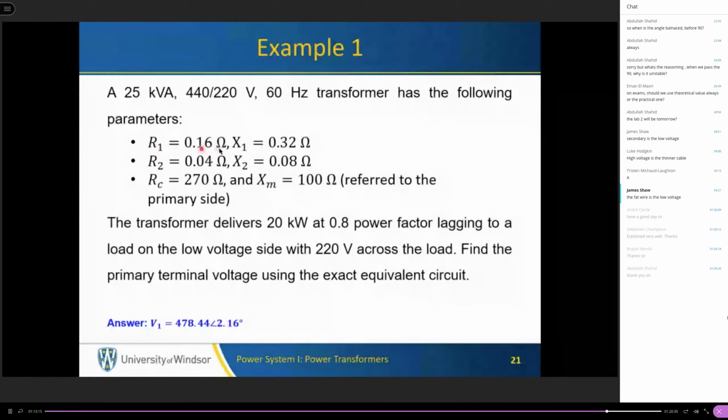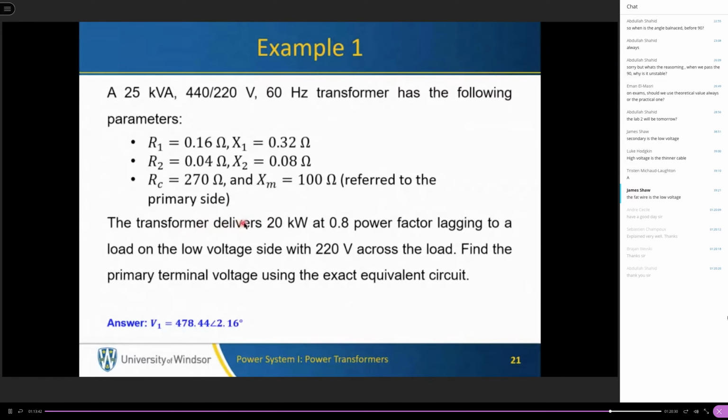We have the parameters R1, X1, R2, X2. We have RC, XM referred to the primary side. So I have to tell you the side in which the core parameters are calculated or referred to. RC and XM are referred to the primary side. This is the default side, by the way, for the core parameters, RC and XM.